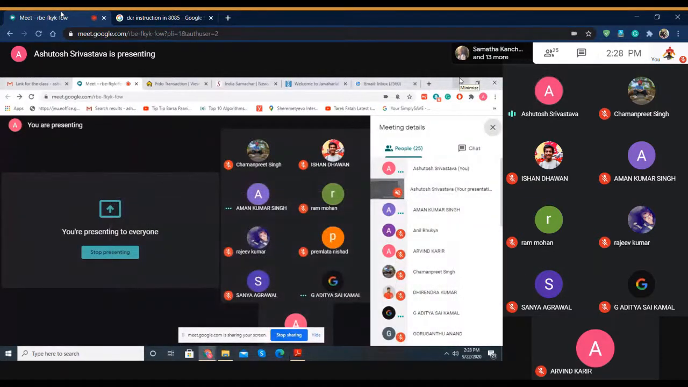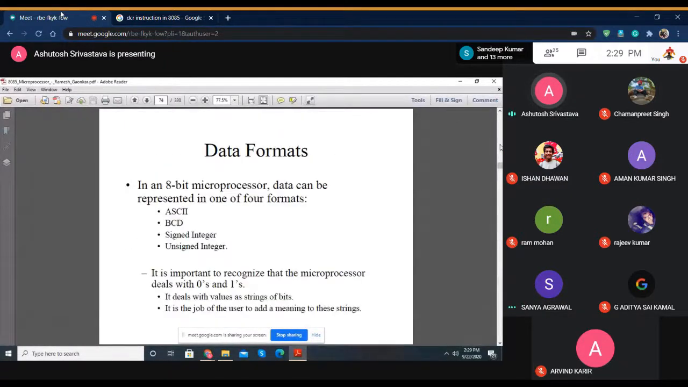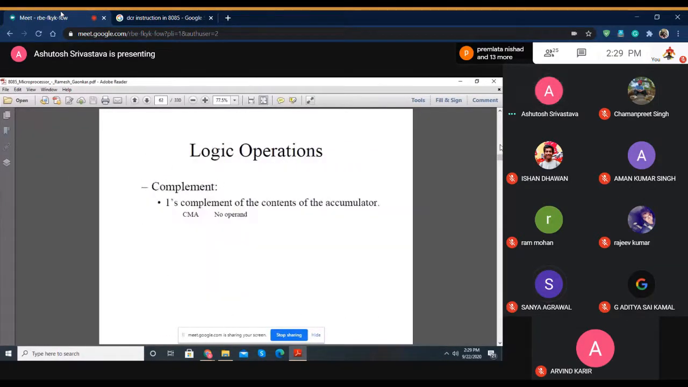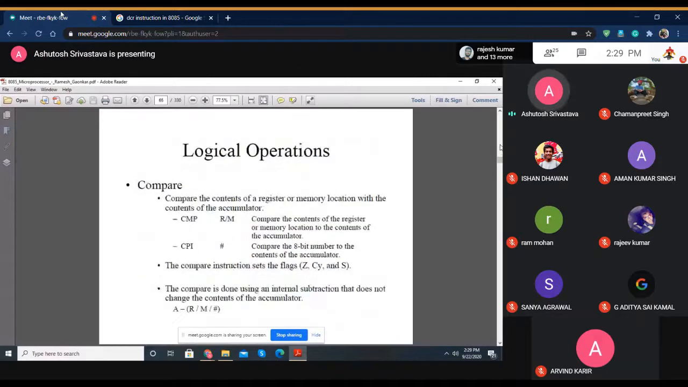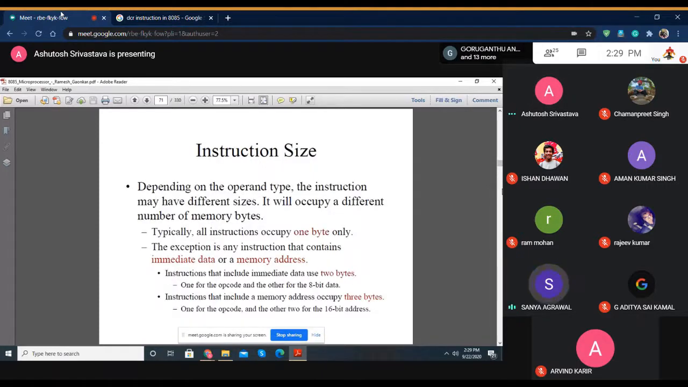Yes, Sanya. Go ahead. You just check your previous notes. Zero flag is not set. You just need to go back and check your previous notes. Yes, sir. When Z flag is not set, zero flag is not set. Okay, fine. What is this? JNZ. Jump on not zero. Go to the address specified if zero flag is not set. Is that clear? Yes, sir.